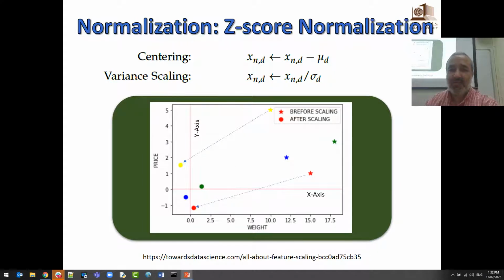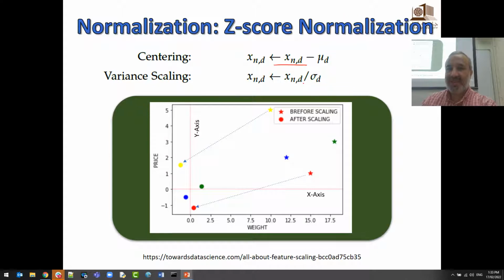Right, let's see the second one. This is centering that we saw in the previous slide. Now here we are doing what we call variance scaling. What do we mean by variance scaling?